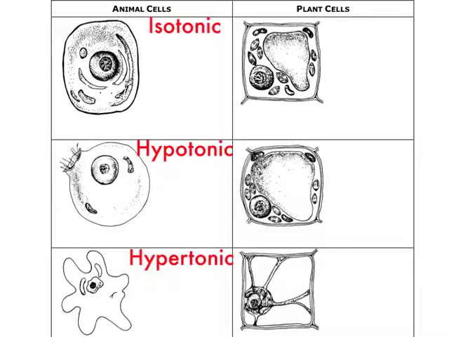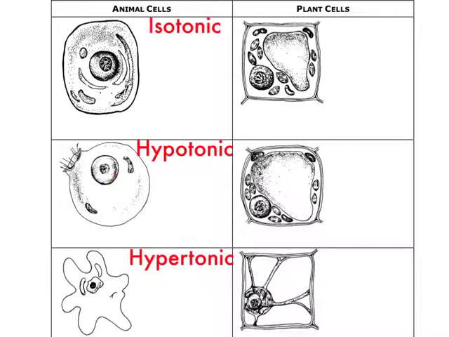Okay, let's talk about hypotonic. When animal cells are placed in a hypotonic solution, that means that there's a higher solute concentration on the inside of the cell. So there's more, let's just say salt. There's more salt on the inside of the cell than there is on the outside.